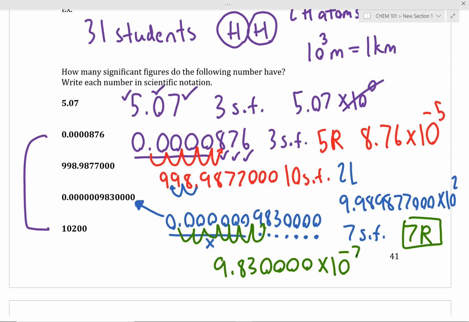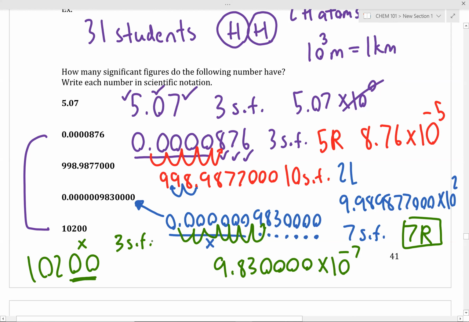Would someone like to volunteer this last example? 10200. How many sig figs does this number have? So if it had a decimal point at the end, it would have 5. But since it does not have a decimal point, looking at these trailing zeros at the end, are these zeros significant? No. So then this number only has 3 sig figs. And we would write this as 1.02 times 10 to the 4th. Does that make sense to everyone?